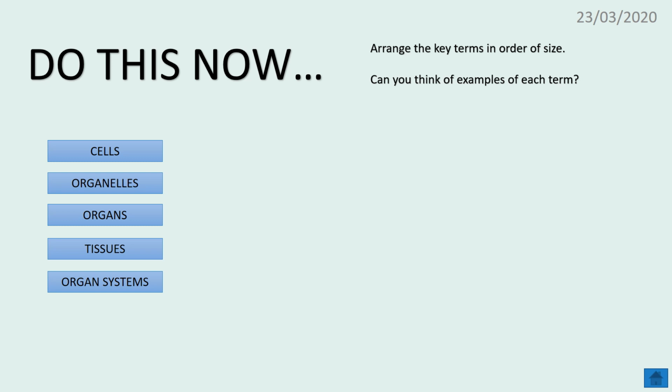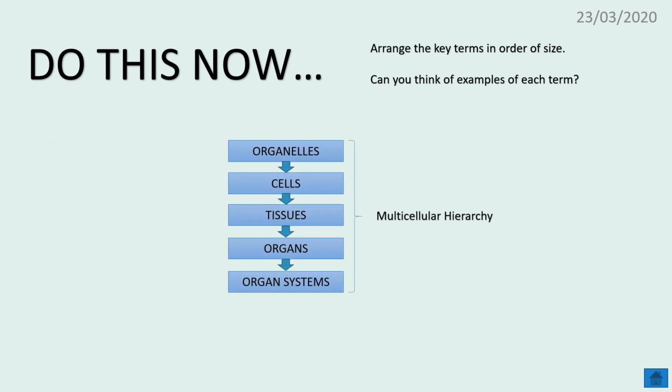Welcome back. Hopefully you had a go at that activity. So we'll have a look at the size order. The only word that should be new to you is organelles. The rest of them were covered at Key Stage 3. So if we put them in size order from smallest to largest, we start off with organelles, and those are the parts inside the cells.